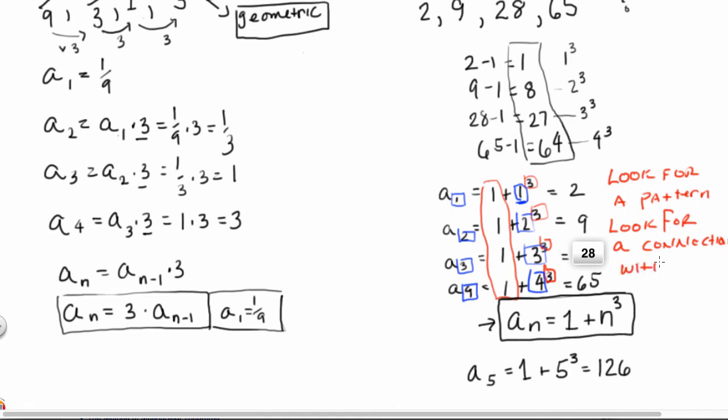Okay. Now, let's look for a connection, of course. Like I said, in this case, our blue squares tell us what is the connection with the ends. You can see A1 and 1, A2 and 2, A3 and 3, A4 and 4.